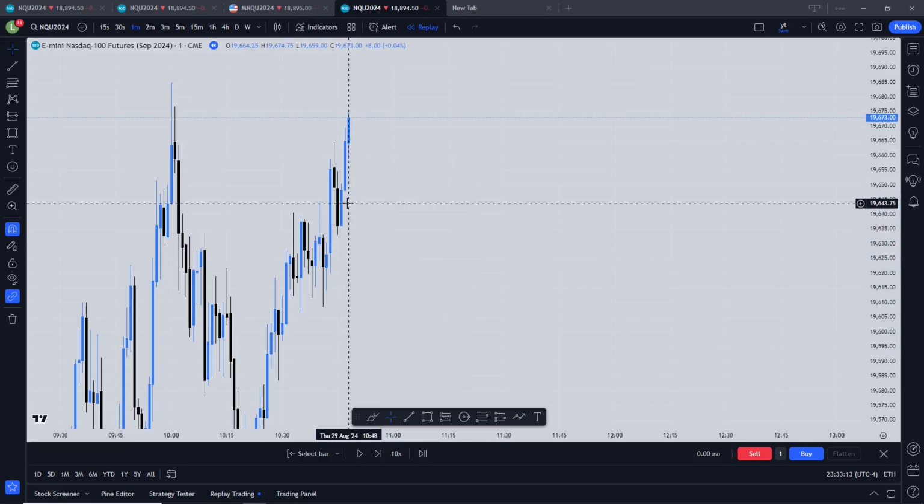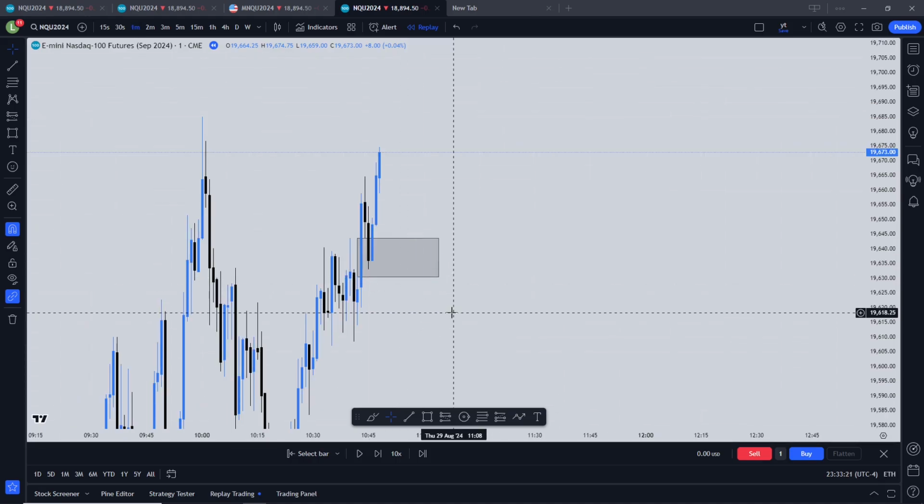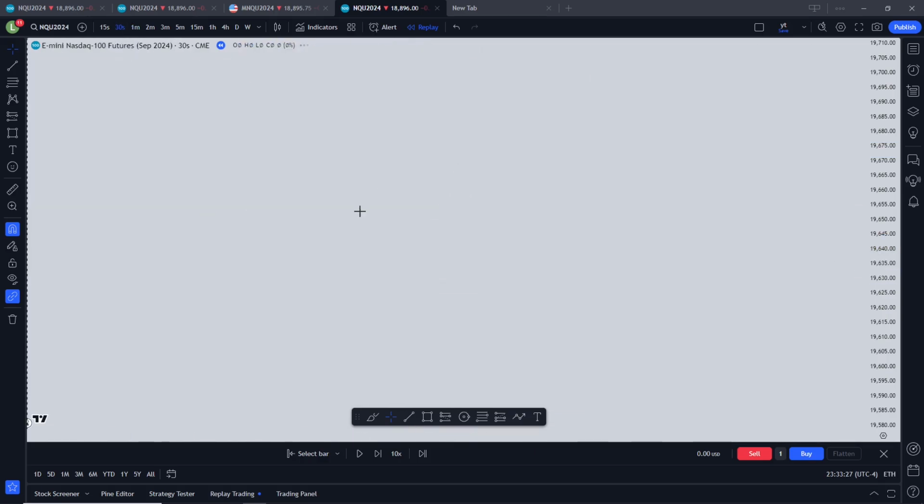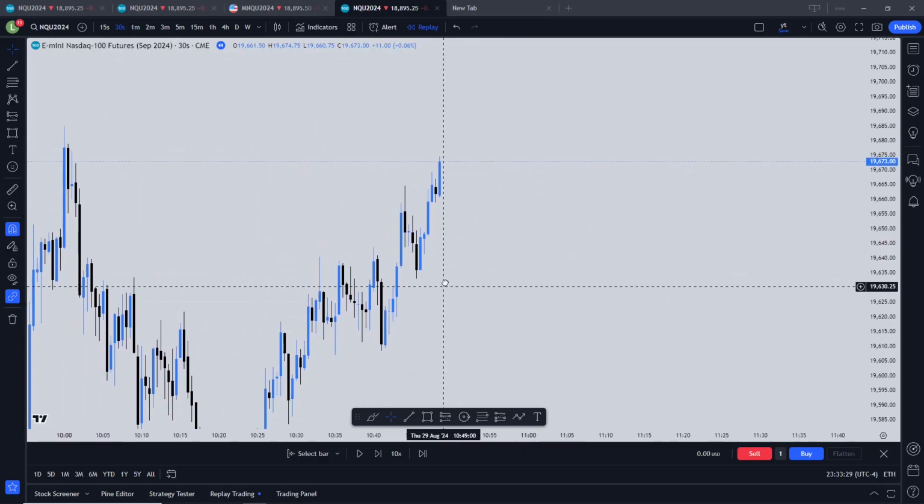So that is kind of 2-in-1. You want to use the highest time frame possible for this fair value gap. And you also don't want to take any trades with multiple fair value gaps.